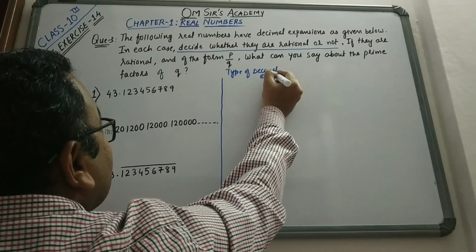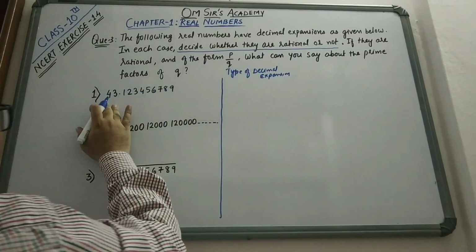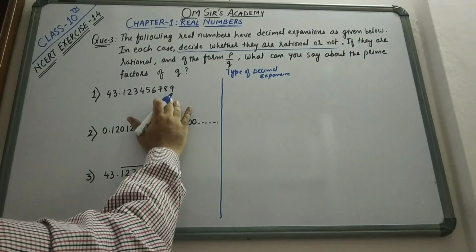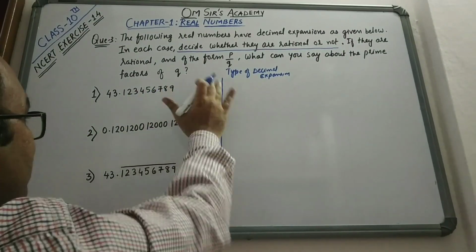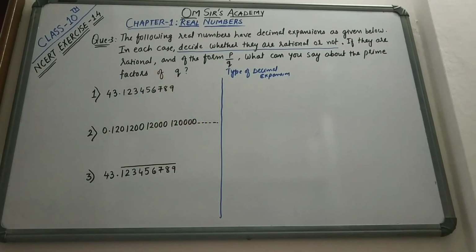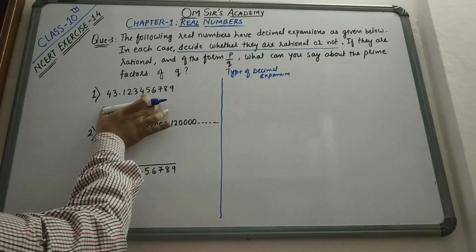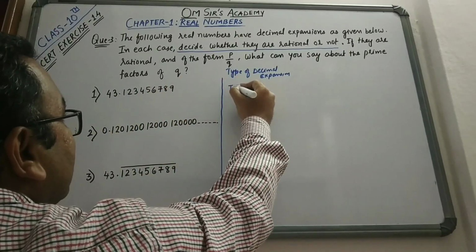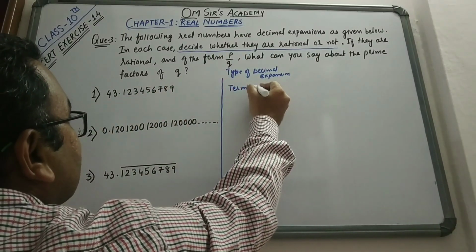First one is which type of decimal expansion? 43.123456789. So here everything terminates at 9. There is no dot dot dot and there is no bar sign over here. So which decimal expansion is this? It is having a terminating decimal expansion.